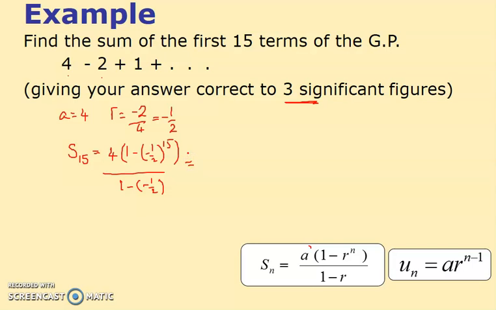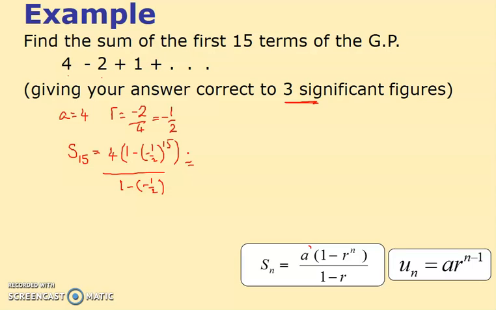Again, using the fraction button: 4 times the bracket of 1 minus, in a bracket, minus a half. Make sure you use the right negative on that one. To the power of 15. There's enough places to go wrong when you're typing it in, so it wouldn't surprise me at all if people get this wrong when they type it in.